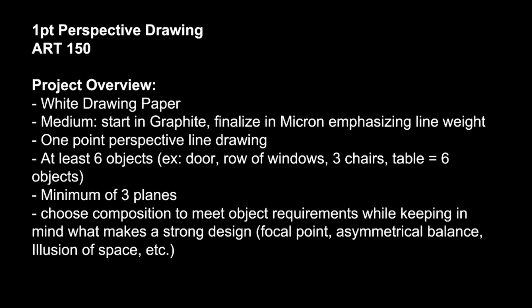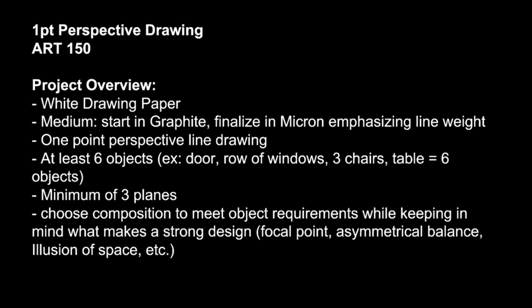So we need to have at least 6 objects. These objects could be like a door, a window, chairs. It needs to come up to about 6 objects, and we need to have a minimum of 3 planes. What I mean by that is it needs to have a floor, maybe a ceiling and a wall at least, or maybe 2 walls and a floor, depending on your point of view.